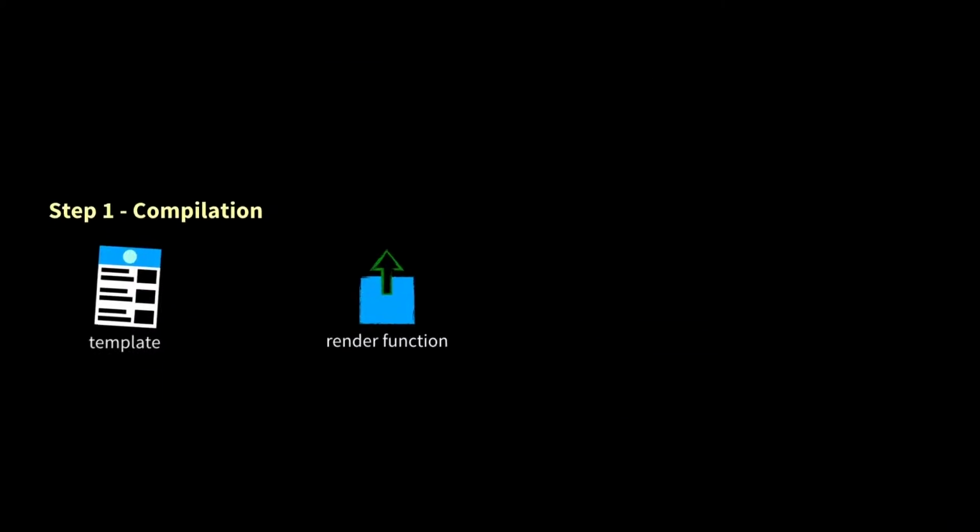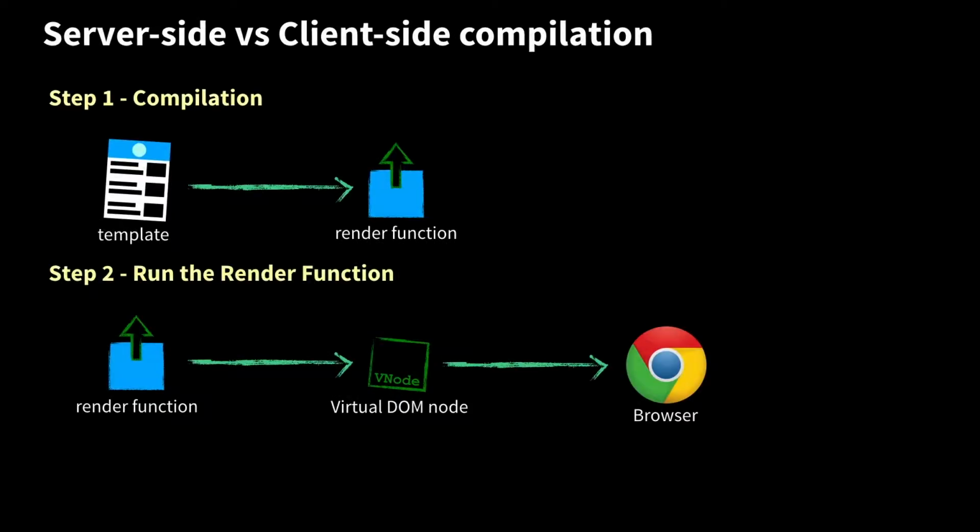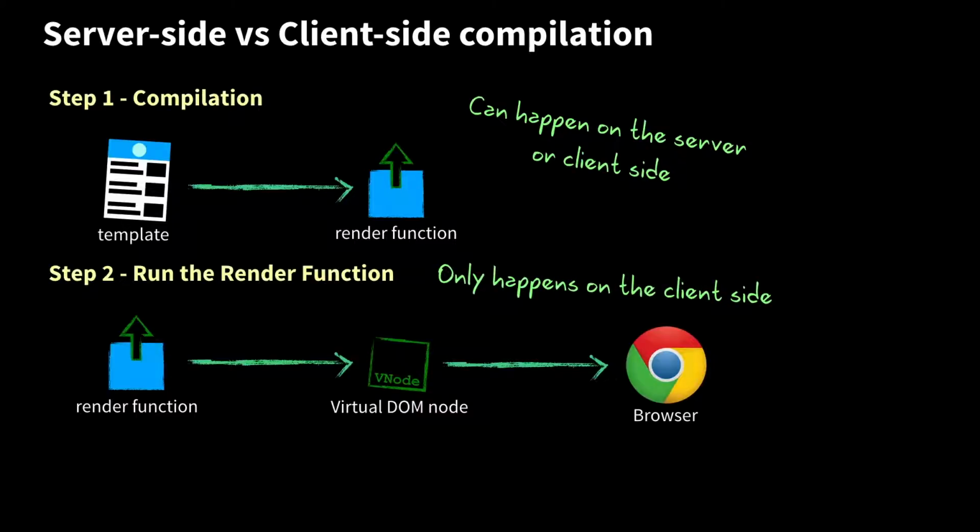Let's jump back into our two-step process. Step one of compiling the template into a render function can happen on the server or the client side, whereas step two of running the render function, which creates a virtual DOM node which updates our browser, only happens on the client side.